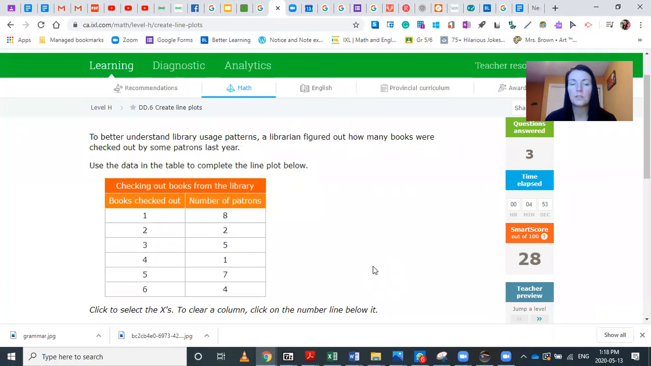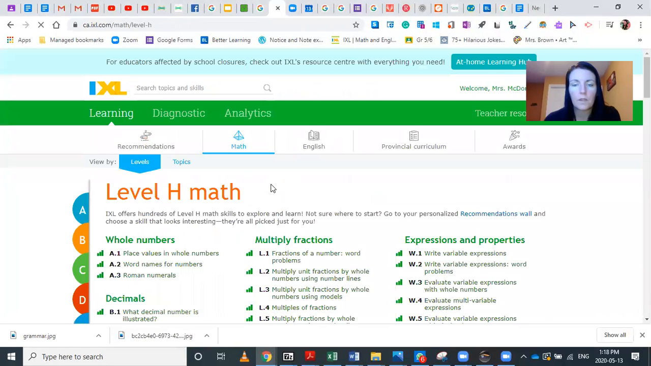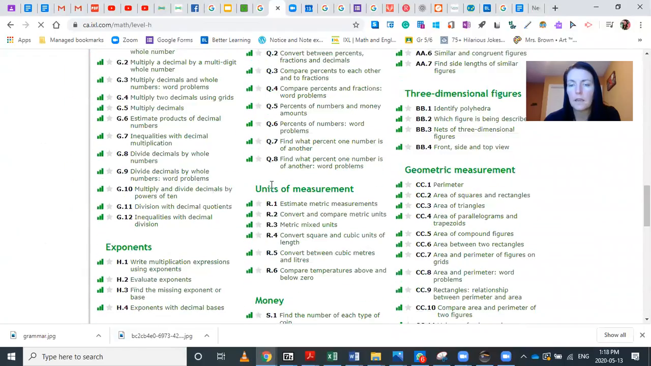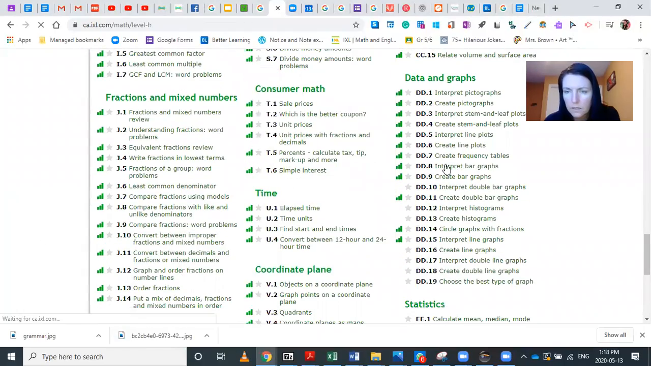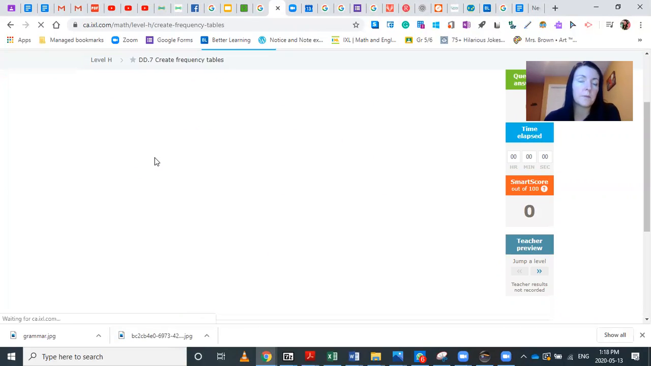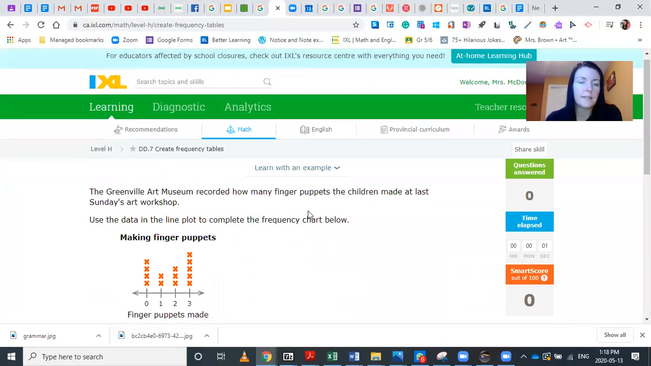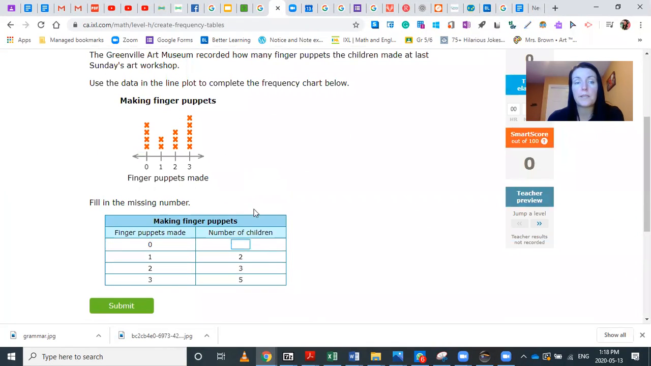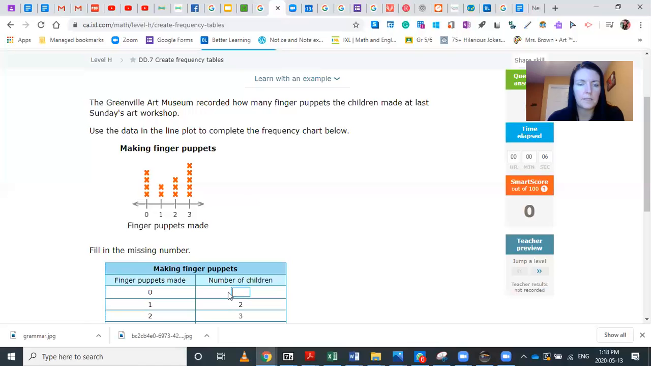Okay, good. Let's look at DD7. We're going to be creating a frequency chart, a frequency table. So let's have a look at that. Now, a frequency table is pretty much what we've just taken our data from. We've flipped the question actually here. We've used a line plot and we're now looking at frequency, right?